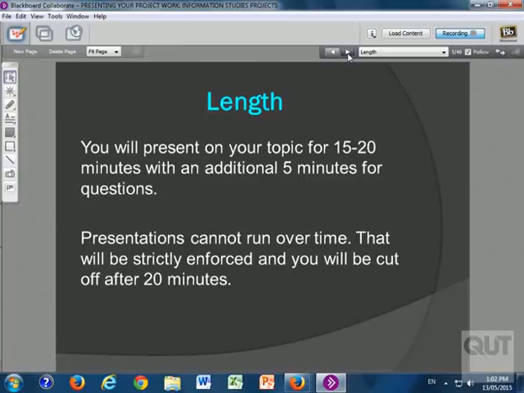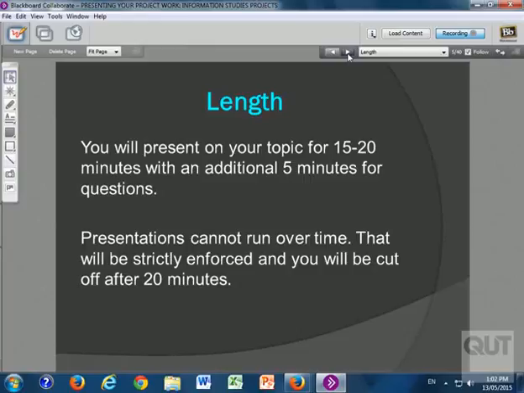Given that we all have busy lives to lead, the presentations can't run over time. They'll be strictly enforced and you'll be cut off after your 20 minutes. That's your presentation. The presentation itself, in which you discuss the project that you've been working on, 20 minutes will be the maximum that you get and you'll be cut off dead. I'll have moderator facilities, so I'll actually be able to cut off your audio.